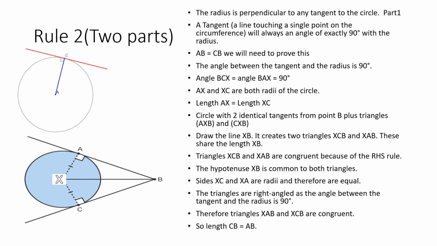Now we'll be looking at rule 2. So there are two parts. I put two different rules in one because they're really closely related. Part 1 of the rule is that a radius is perpendicular to any tangent to the circle. The other part of the rule is, if we refer to the diagram with the blue circle, we have to prove that AB is CB.